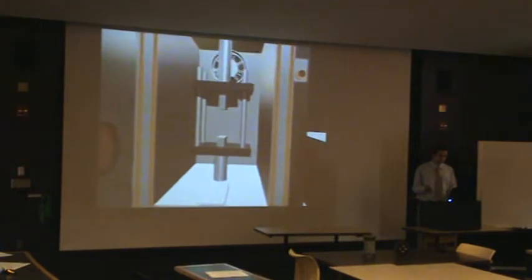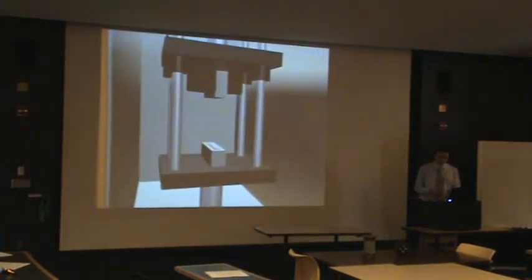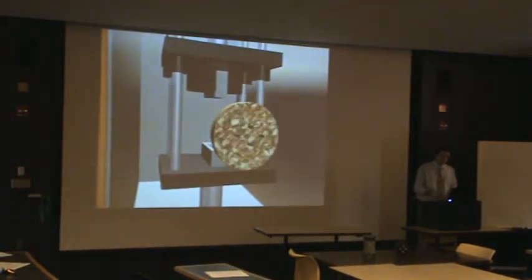We use nitrogen gas to cool down the temperature chamber, and this is the jig, and we put the specimen like this one inside this jig, so it's an indirect tension test. We apply compression in the vertical direction and we get tension in the horizontal direction.